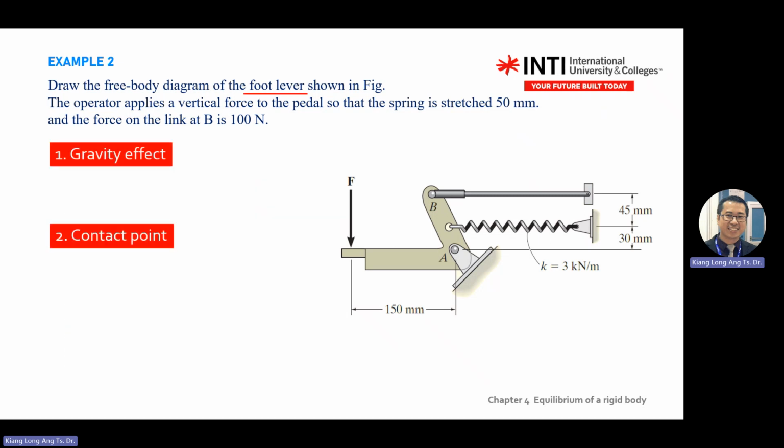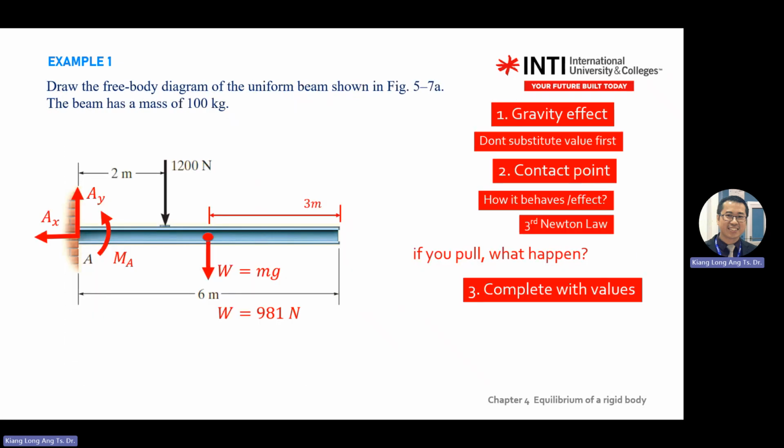So again, remember gravity effect. If not given, skip. If in the question you don't see any kilograms, skip for the mass. Okay, skip for the mass. So in this case, mass is not given, so no need to put in weight. I flip back. You see question 1, you see mass 100 kilogram. So you need to put in W here. Okay.